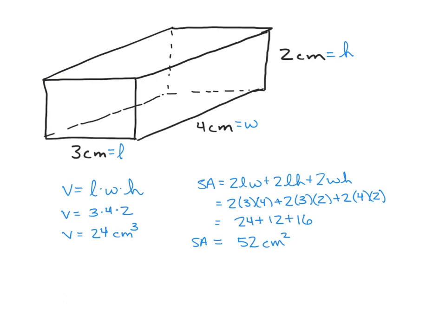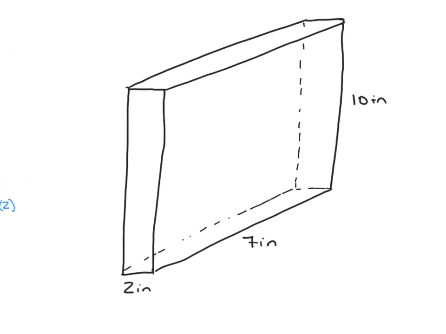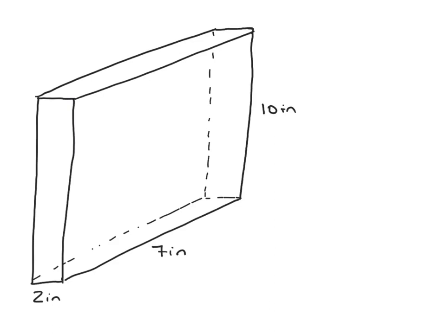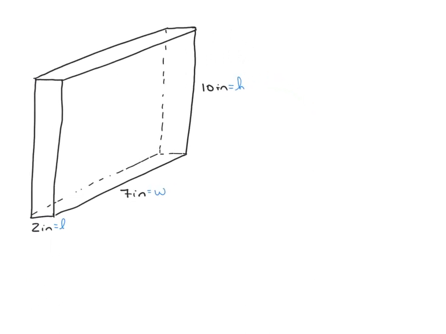All right, let's try one more just to make sure that we have it down. Our next box that we have is 2 by 7 by 10. I'm going to let 2 be my L. I'm going to let 7 be my W. And I'm going to let 10 be my H. So if we start with volume, we get V.